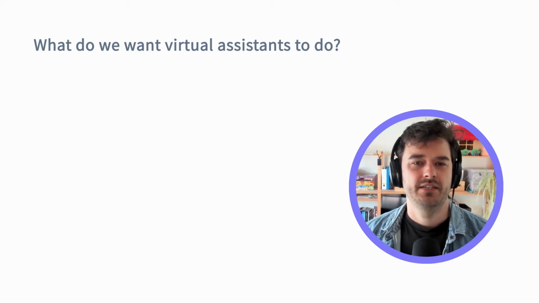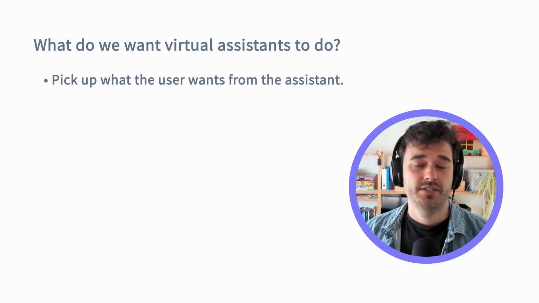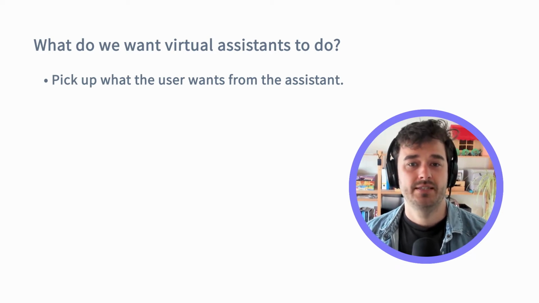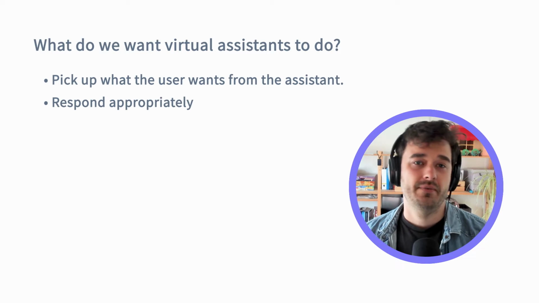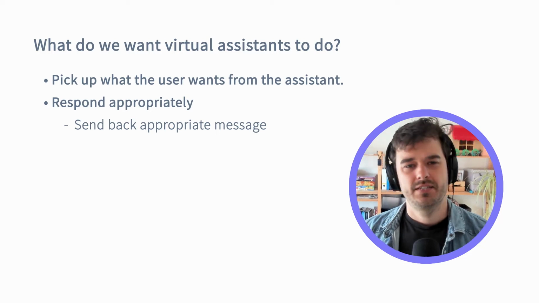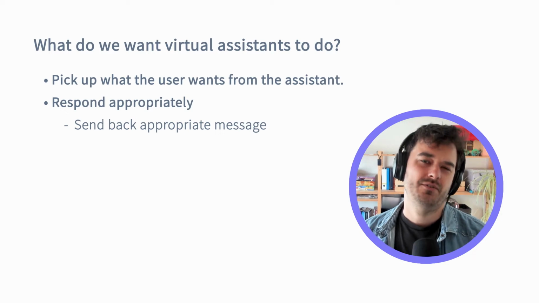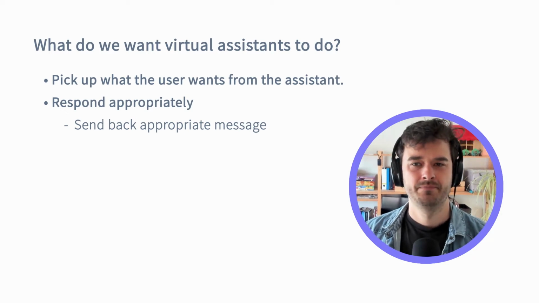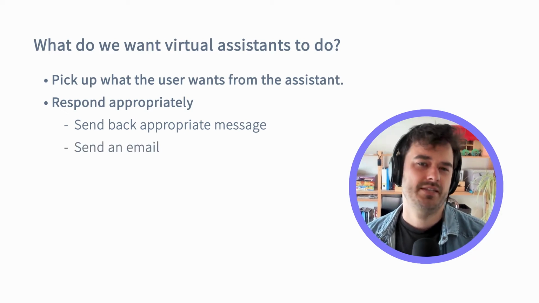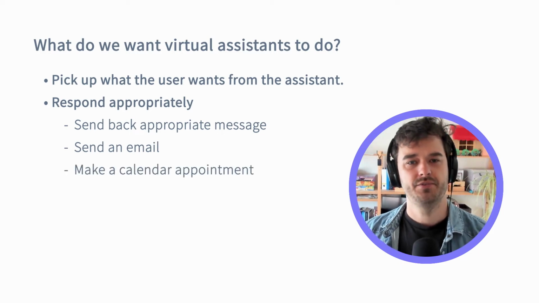Very, very generally, there are two main things that you really want your virtual assistant to be able to do well. It needs to be able to understand what the user wants from the assistant, and then it needs to generate an appropriate response. And responding appropriately sometimes means that we only need to send back a message to the user, but there are many other tasks that the assistant might also need to be able to perform. For example, the assistant might need to send an email or make a calendar appointment on behalf of the user.